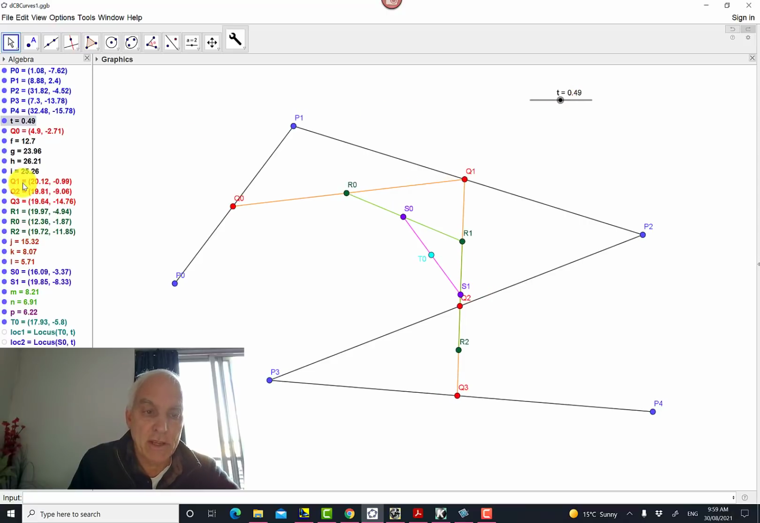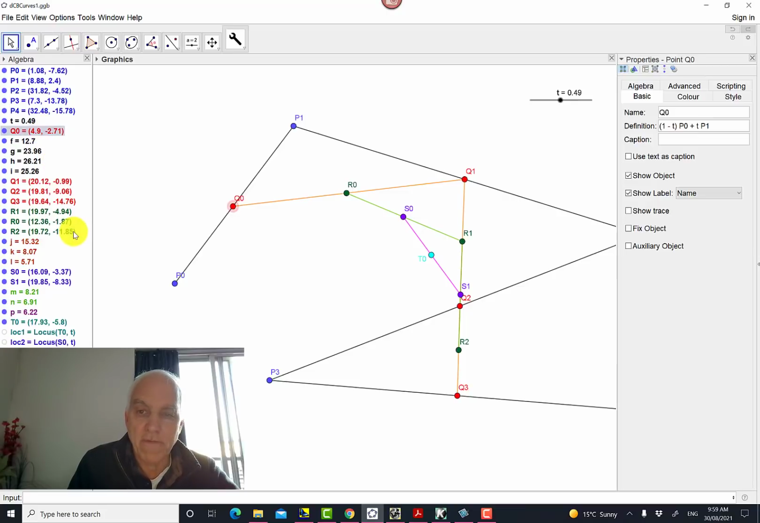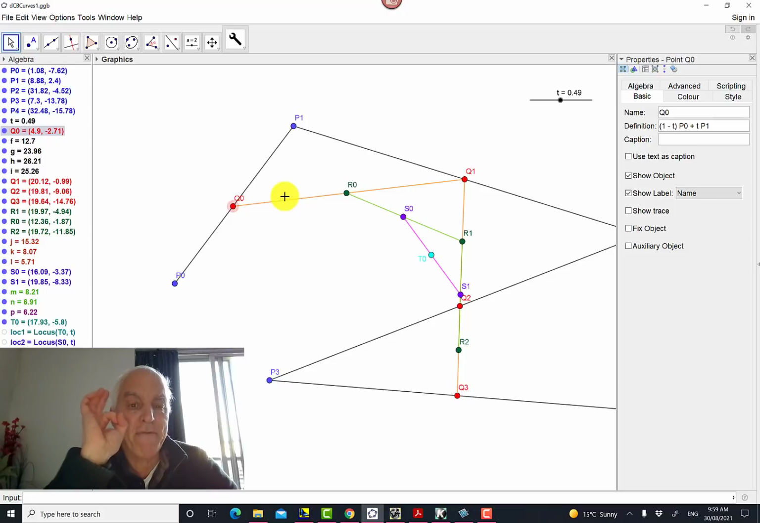And what is actually the equation for Q0? Here's Q0. So how is it generated? Let's have a look at what the formula for it is. Here's the formula: Q0 is (1 minus T) times P0 plus T times P1. So it's a linear combination of these 2 points. In fact, more properly, it's an affine combination. The sum of these coefficients, 1 minus T and T, sum to 1.